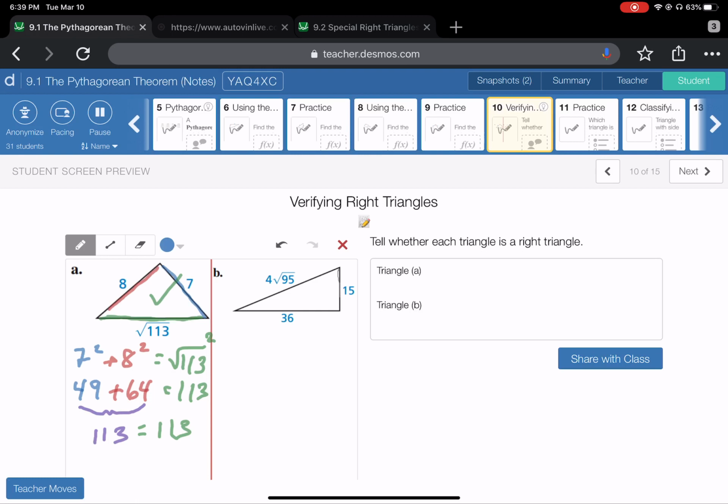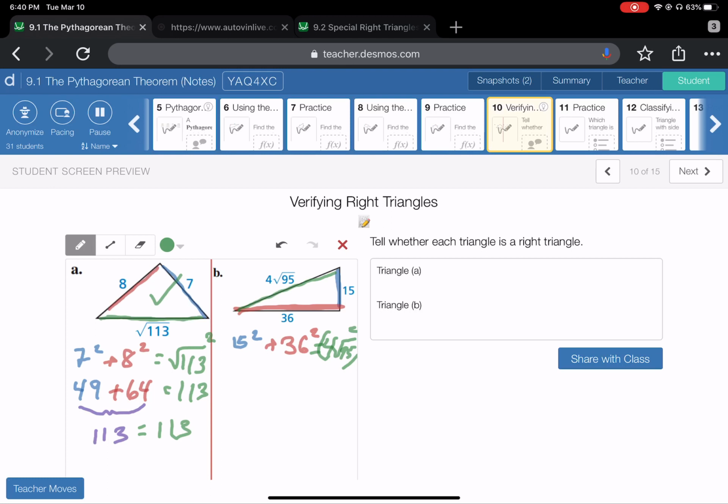Alright, so if we try that again here, we have 15 squared plus 36 squared, and that's going to be equal to our longest side, or our hypotenuse, 4 square root of 95, all to the power of 2. Sorry, that's a little squished right there, but that's what that says.